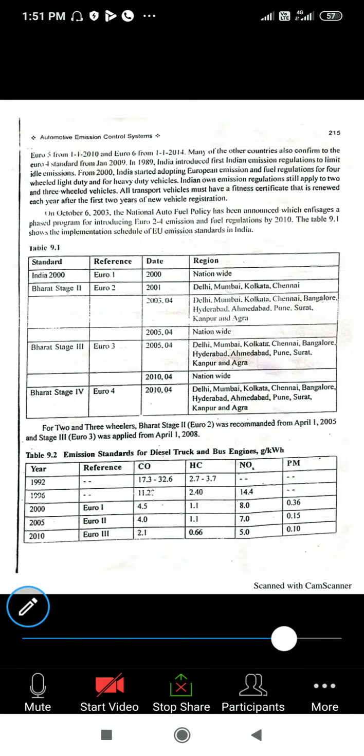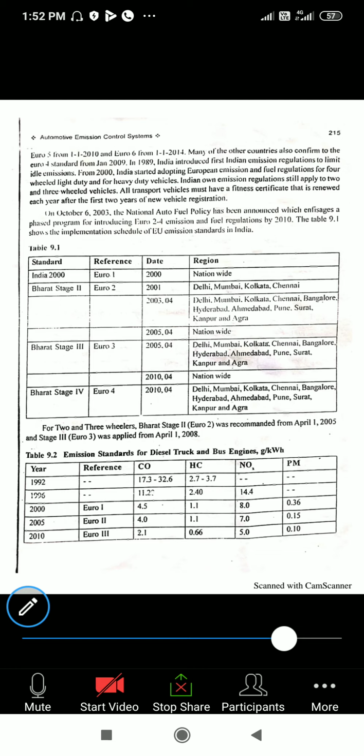Now you can see a reference chart has been given. Standard Indian standard 2000, with reference to Euro. I will tell you what Euro is and everything. The date given is 2000, region nationwide. Next, the regional acts will be there. Then Euro 2 in 2002, Delhi, Mumbai, Kolkata, Chennai. Then 2003 and 2004: Delhi, Mumbai, Kolkata, Chennai, Bangalore, Hyderabad, Ahmedabad, Pune, Surat, Kanpur, and Agra.